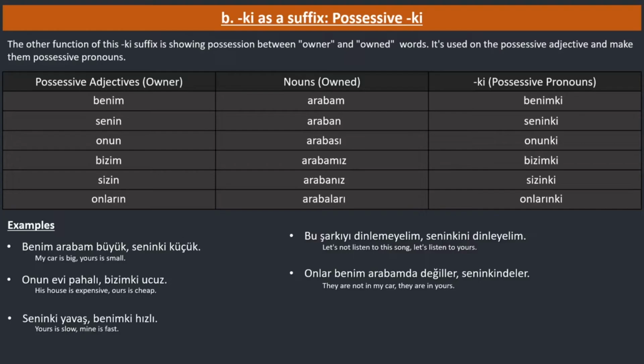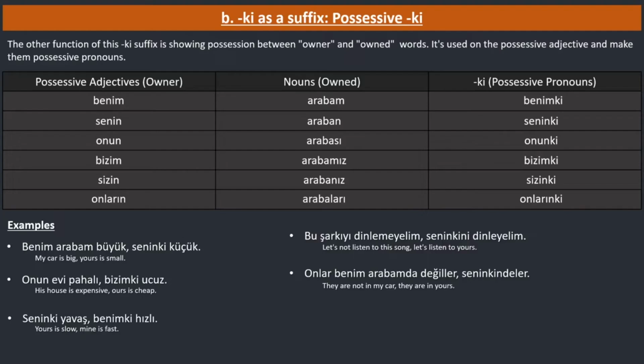Can you still mention an object after the pronominal ki? Benimki arabam, benimki araba. No, you can't mention the object. Benimki takes the place of the object. If you use it again, it will not sound natural. Benimki araba sounds a little bit weird, like yours is a bike, mine is a car. That sounds weird, so don't mention the object if you refer to it already with ki.